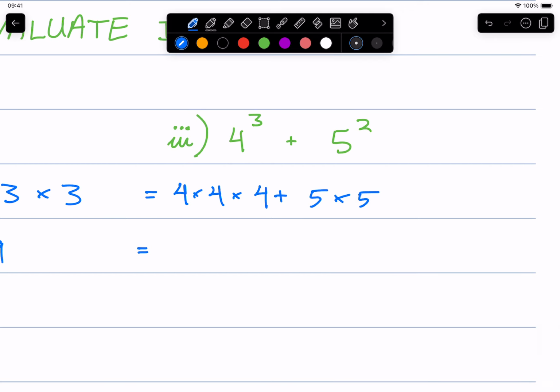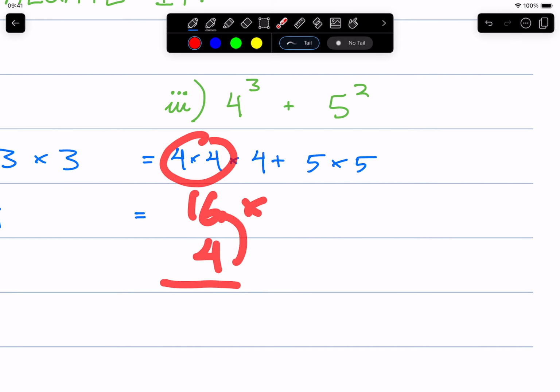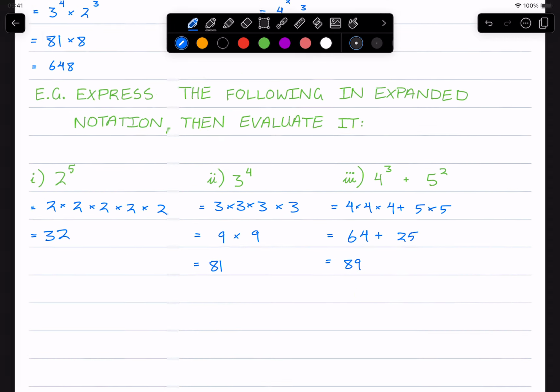All right, last one here. 4 to the power of 3. It really helps if we know that 4 times 4 is 16. All we need to do is multiply this by 4. 16 times 4. That's going to give us, well, 6 times 4 is 24. Add onto that 40. So that gives us 64. And 5 times 5 is just 25. Adding these two on, this gives us 89.